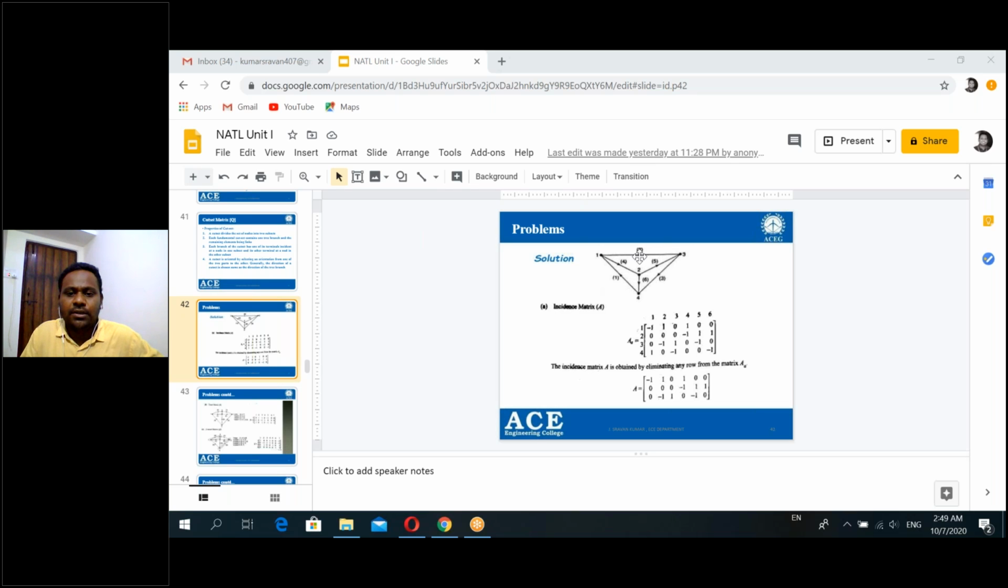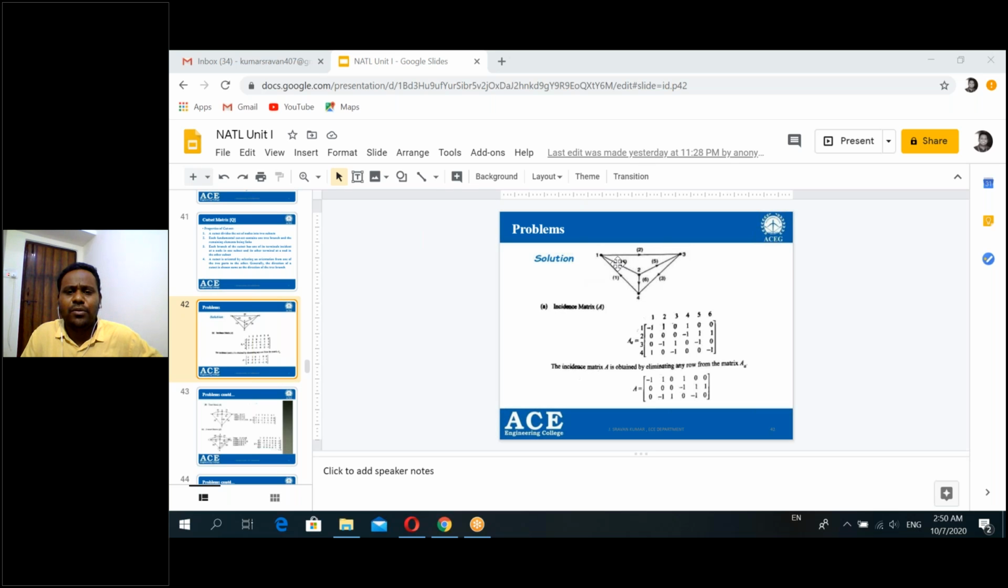Here, don't get confused. I have represented nodes and branches with the same numbers, so see my directions. No problem, no issue. If you know the concept, you can easily segregate which are the nodes and which are the branches. So here, how many nodes are there? Node 1, node 2 in the middle, node 3, and node 4. Now, how many branches are there? 1, 2, 3, 4, 5, 6. Don't confuse nodes and branches with the same numbers.